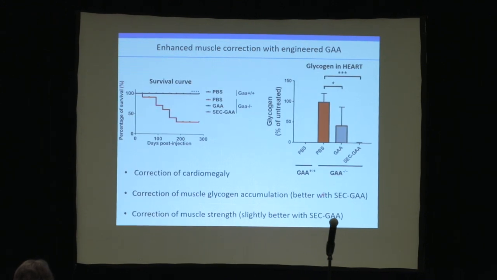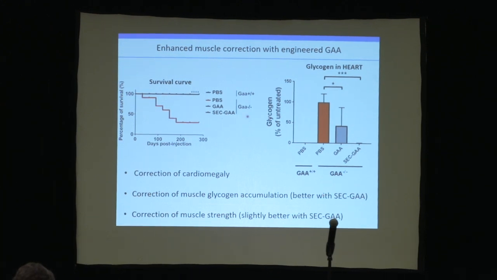This is a paper that was published 2 years ago, and it looks like the secreted GAA is better even in survival, in particular if you decrease the dose. You also observe a better clearance of glycogen in the heart with our secreted GAA, and you have a correction of cardiomegaly, muscle glycogen accumulation, and muscle strength. As I said, this was the past.